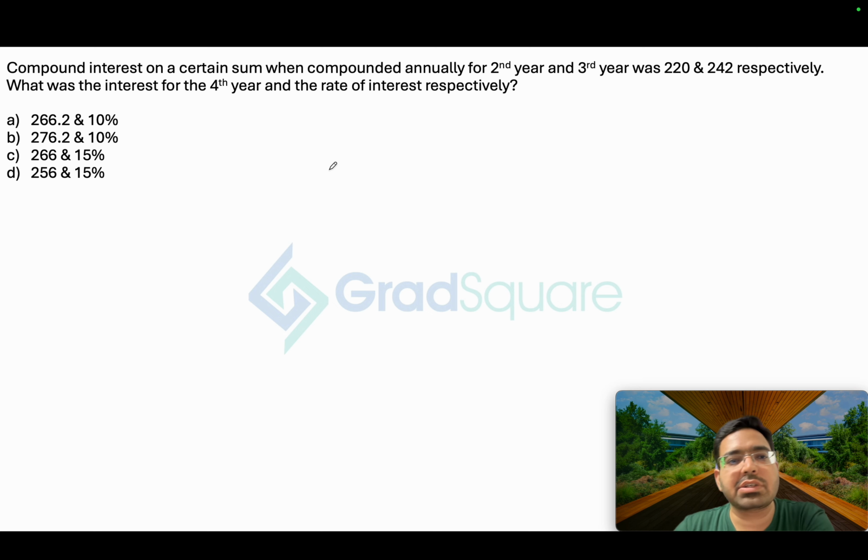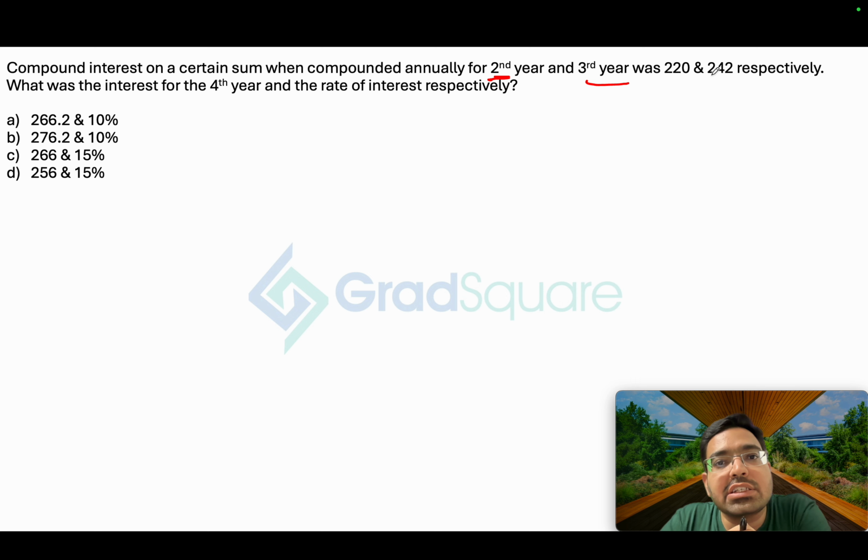Let's have a look at this question. It talks about compound interest on a certain sum of money compounded annually for the second year. Remember, it is not talking about till the end of 2 years. It is talking about the second year alone, and the third year alone, which were 242 and 220. What was the interest for the fourth year, and the rate of interest, respectively, is what you need to figure out.